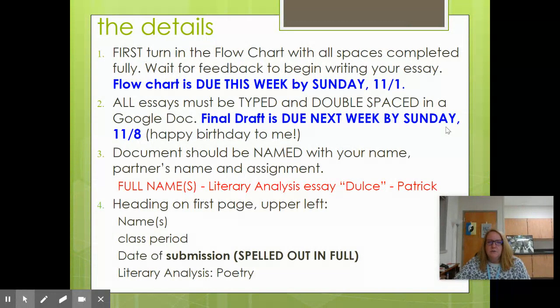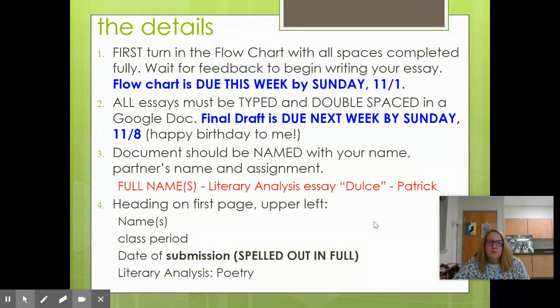Okay, so the flow chart was due last week, and then your essays must be typed and double spaced in a Google Doc, which I have provided to you. It is due by Sunday, November 8th. And the name of the document, you shouldn't have to do anything, because it's already called Literary Analysis Essay Dulce Patrick, and it should just add your name at the beginning of it.